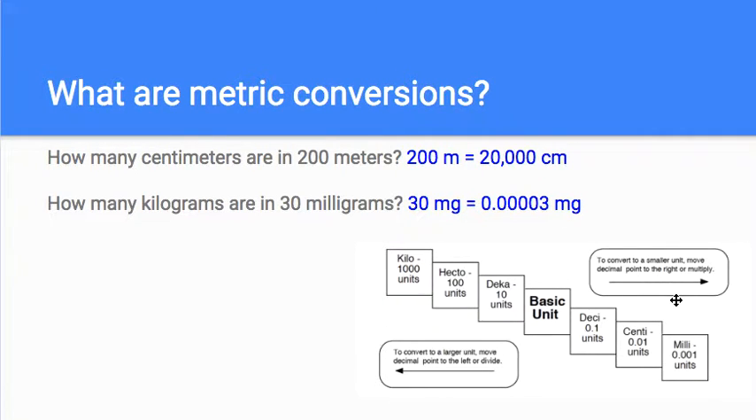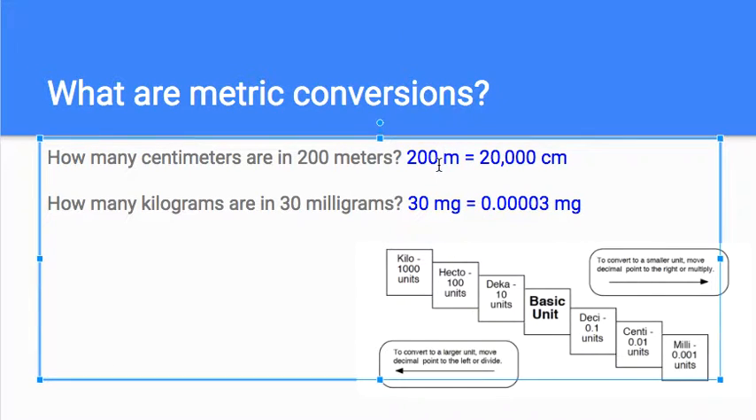Okay, using the ladder, if I start out with 200 meters, I need to go to centimeters, so that's 1, 2 places. So I'm going to add on 2 zeros. If I do that, that gets me to 20,000. So that's where I get the 20,000 centimeters.